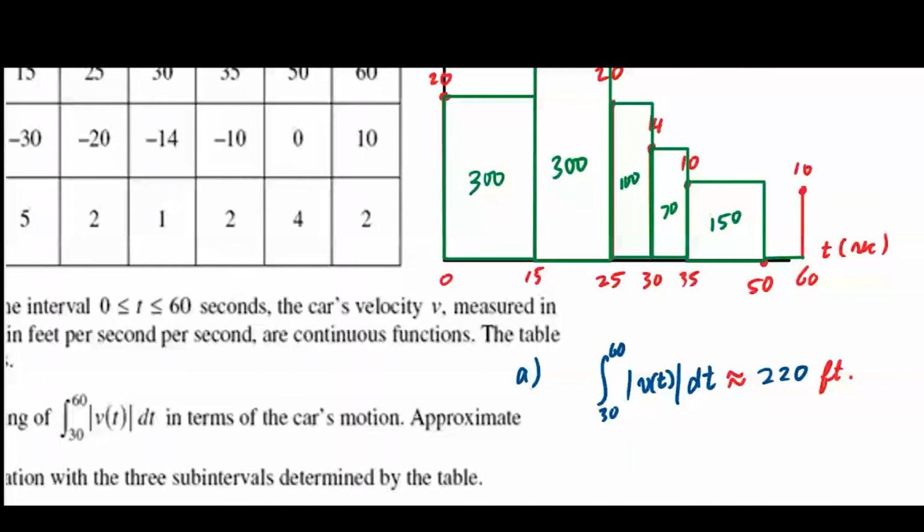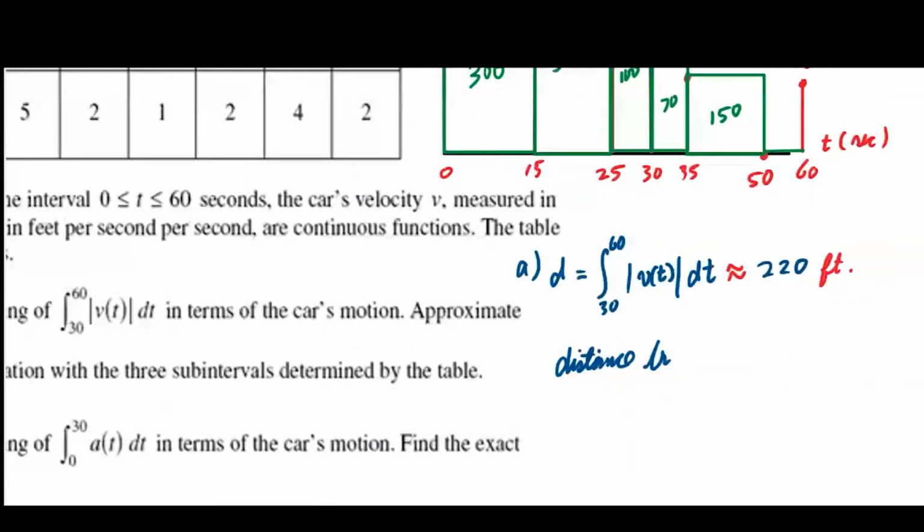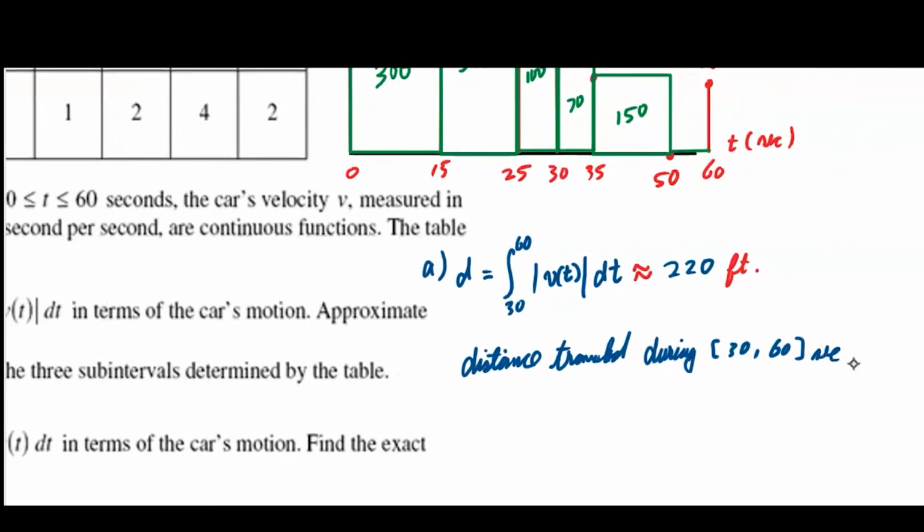Traveled. Learn to spell. I still misspelled it. Between, on, let's say between t equal to 30 and 60, right? During. Let's just do it this way. 30 to 60. How about that? And even here, you have to write the unit. You get it?